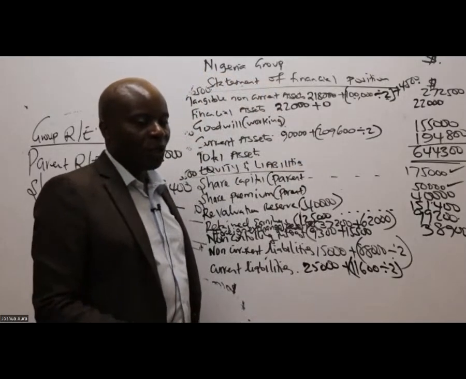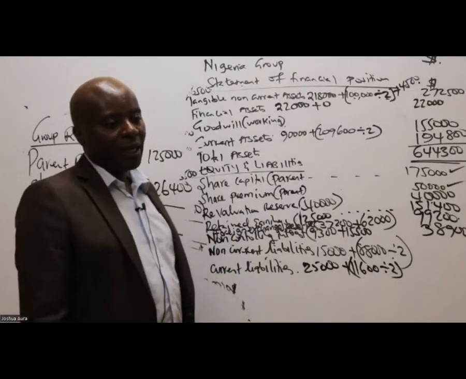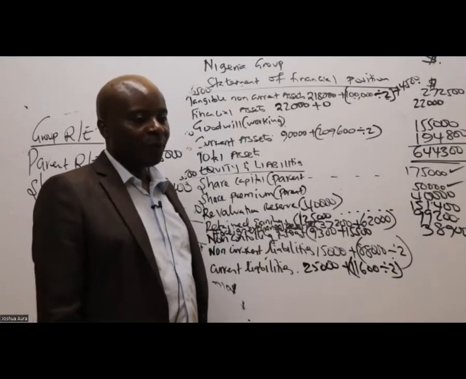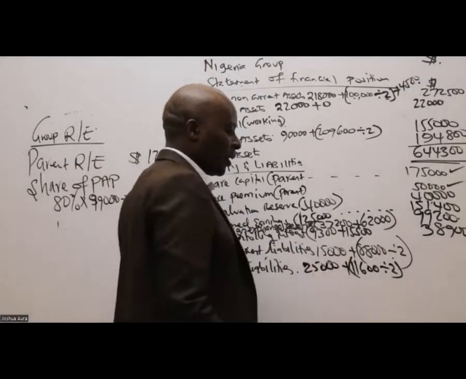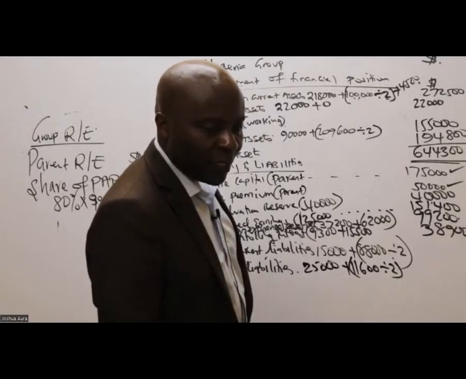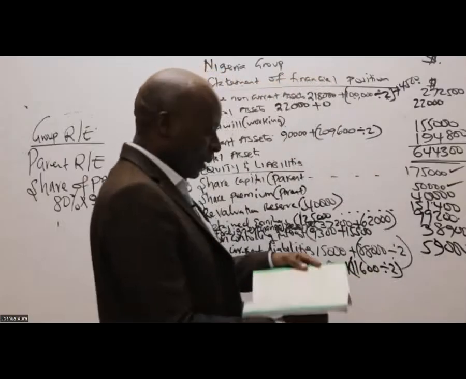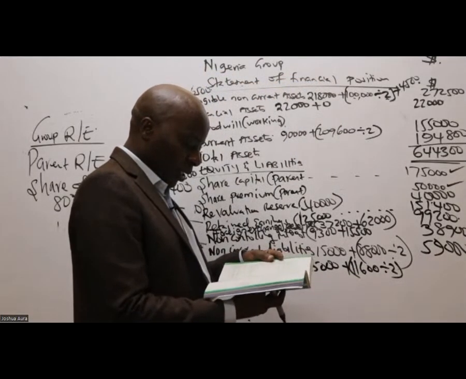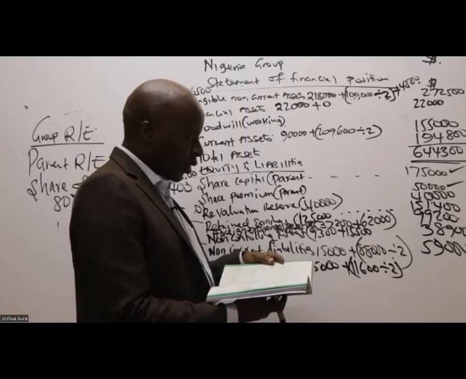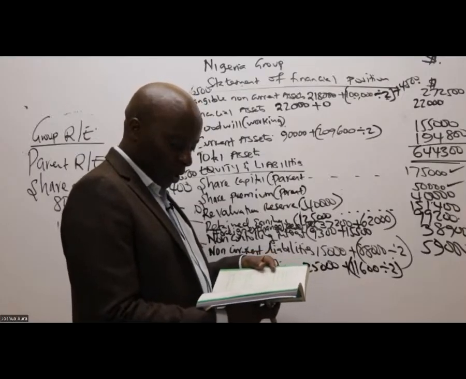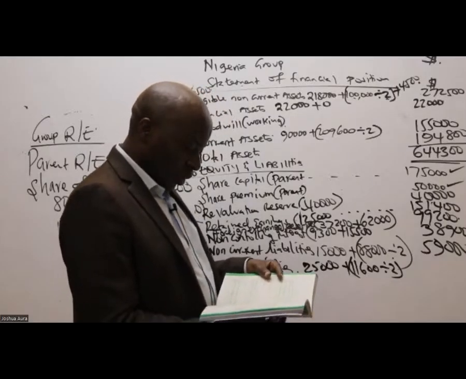Non-current liabilities. What do we have here? This one is just a matter of punching. So I'm being given 59,000. And then we have the very last one, which is the current liabilities. What do we have there? Somebody, current liabilities, 83,000, eh?